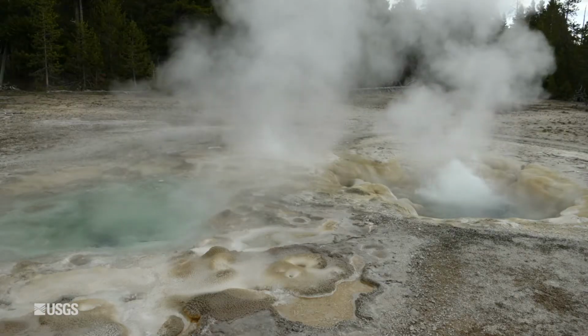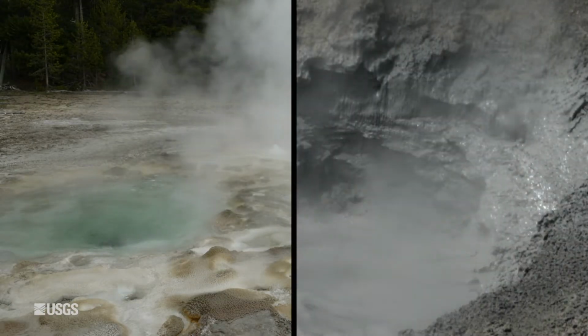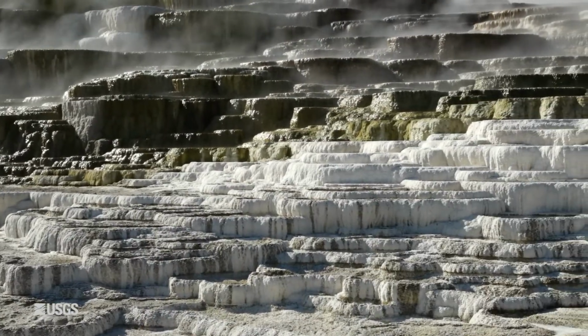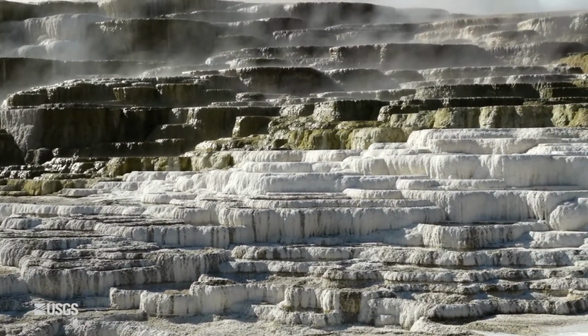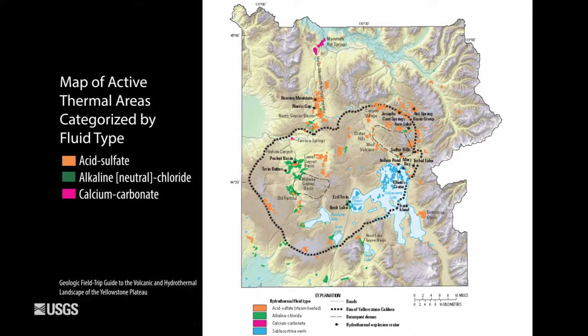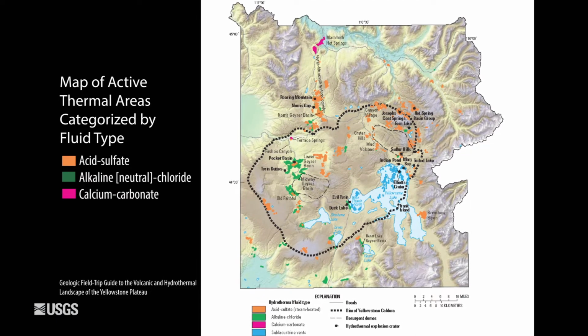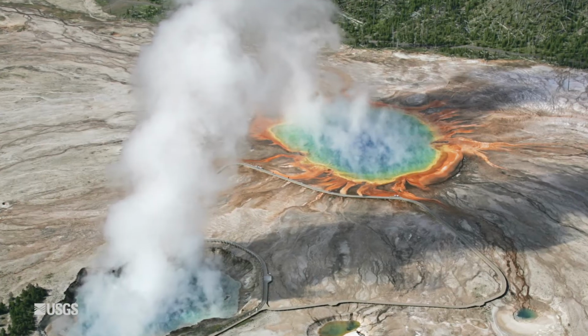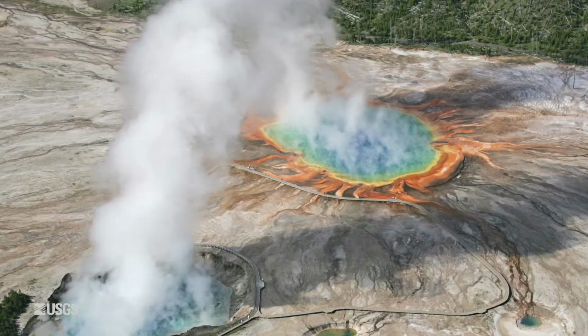We're continuing our three-part series on the different types of thermal features in Yellowstone. Last month, we were at Mammoth Hot Springs looking at travertine springs. This month, we're coming to you from Biscuit Basin in the Upper Geyser Basin near Old Faithful to talk about neutral chloride features. This is the sort of feature that's associated with some of the most iconic thermal areas in Yellowstone, like Grand Prismatic Spring and Old Faithful.